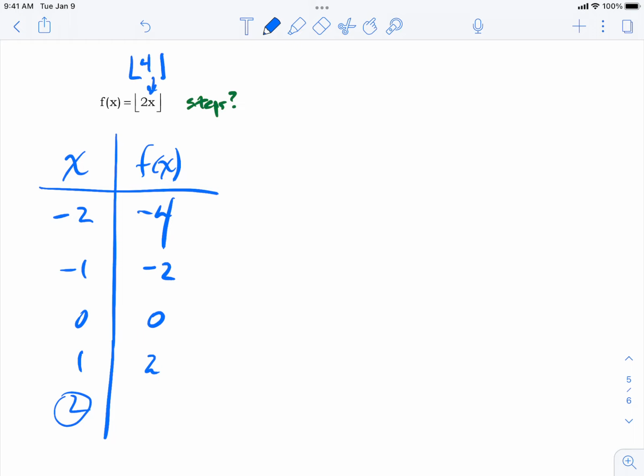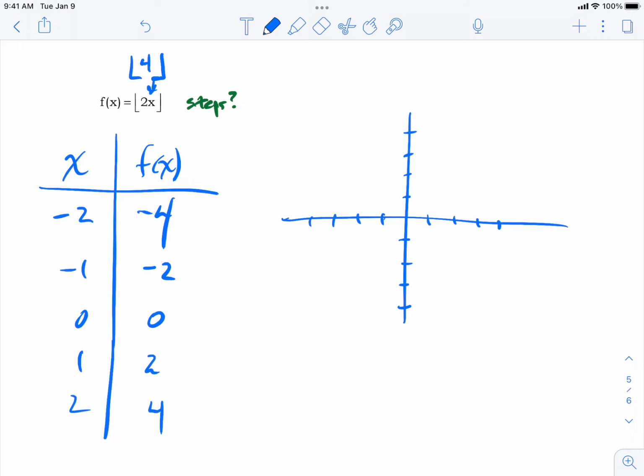I'd have the floor of 4, which means take a 4 and round it down. It rounds down to a 4. Well, what are these points looking like? Let's just see now here. 1, 2, 3, 4. 1, 2, 3, 4. 1, 2, 3, 4. 1, 2, 3, 4.